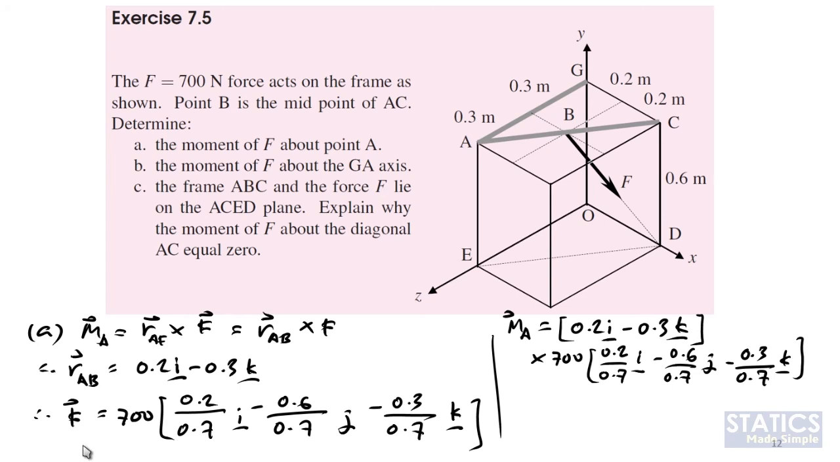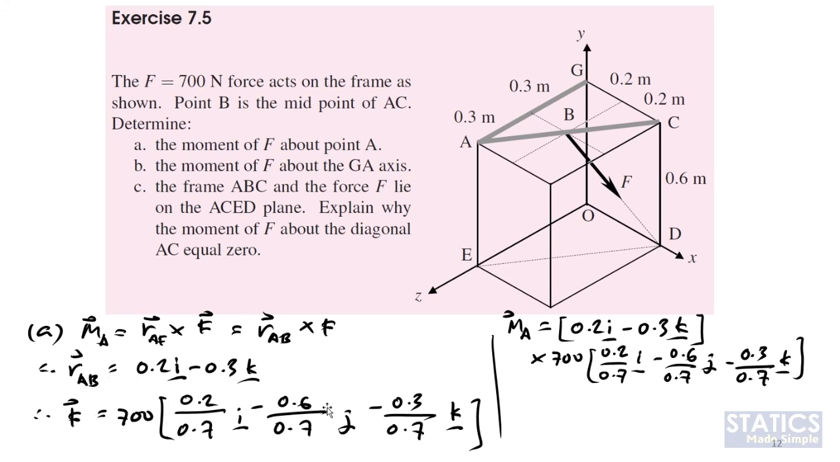As for our F, we can decompose this F along i, j, k. We know the magnitude is 700. This will be the unit vector from B to D. Along X, you have a displacement of 0.2 positive divided by the length of this vector, basically 0.7. Along Y, from B to D, it goes down, so you have minus 0.6 over 0.7 j. And then along Z, from B to D, you have motion along the negative Z axis for a value of 0.3, so we have minus 0.3 here. If you are wondering how I get 0.7, it is the square root of 0.2 squared plus 0.6 squared plus 0.3 squared. You take the square root of the sum of these values and you'll get 0.7.